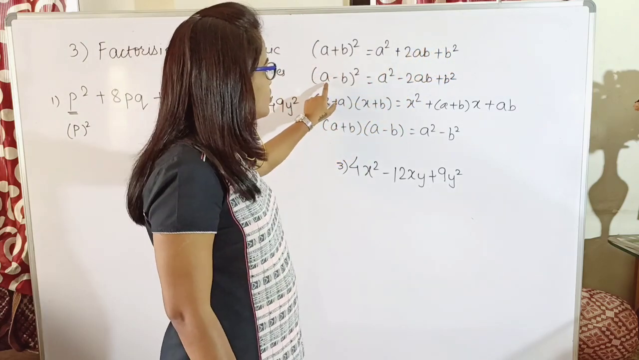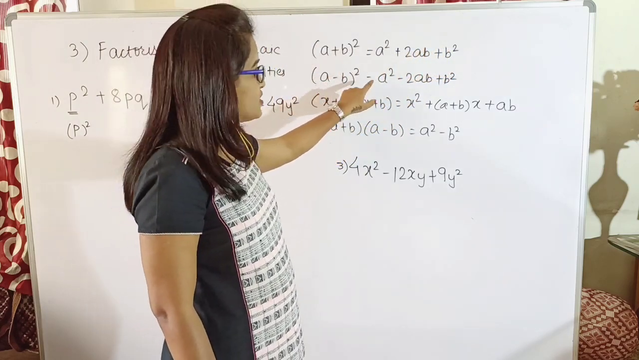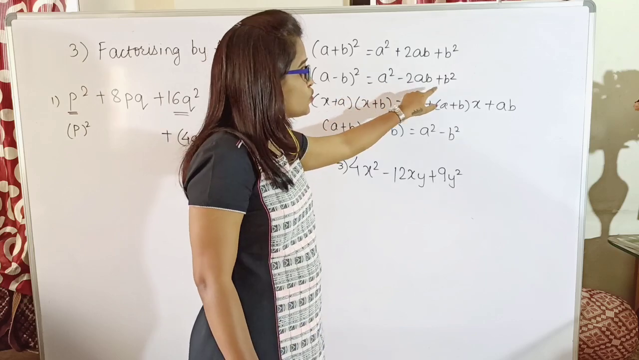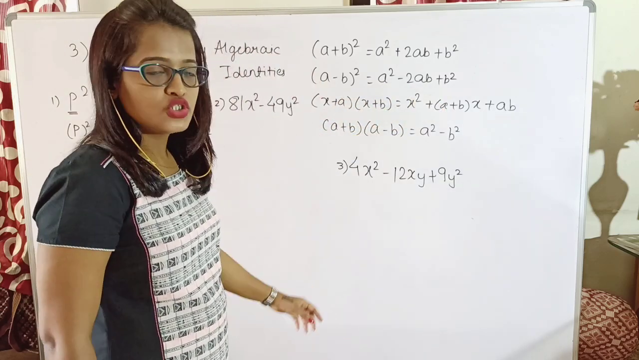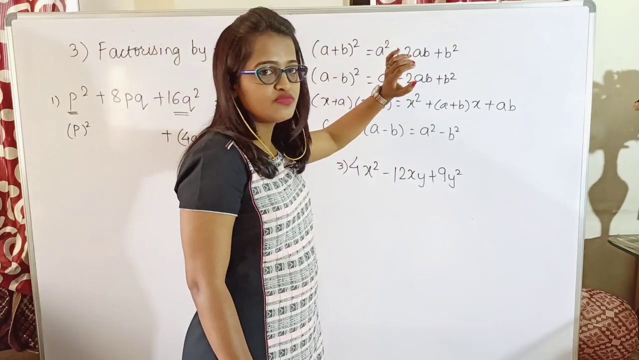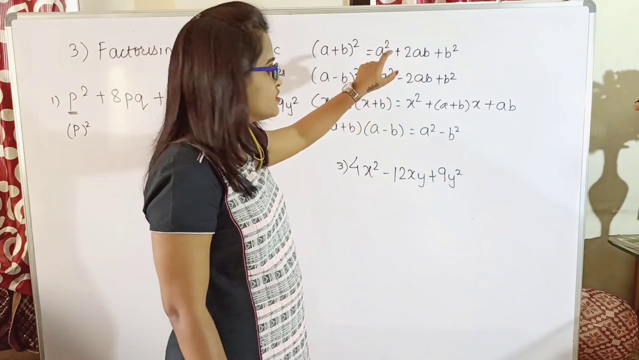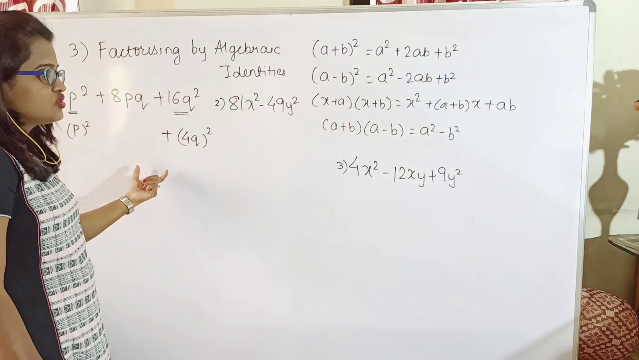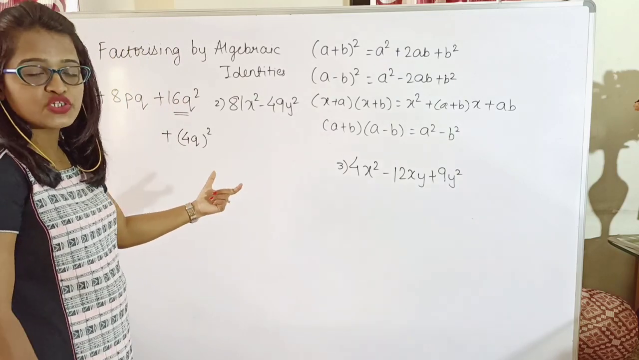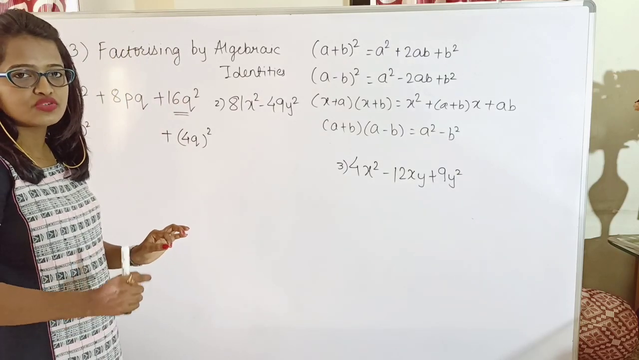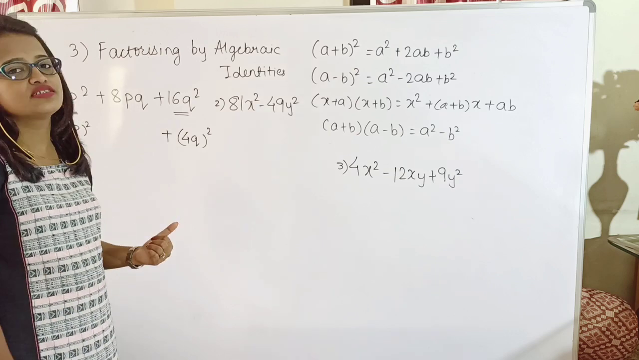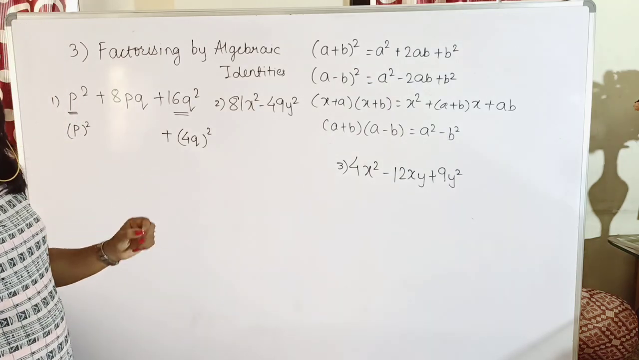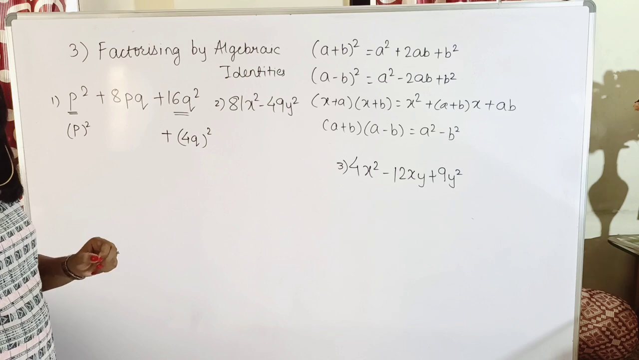Similarly, if you are taking (a minus b) whole square, still the first term is a square and the last term is b square. So as you can see, there are three terms present, and out of those three terms, the first and last terms are squares. So in your question also, if you are getting an expression of that form having three terms, and the first and last terms are squares, immediately check whether it could be compared to any identity.